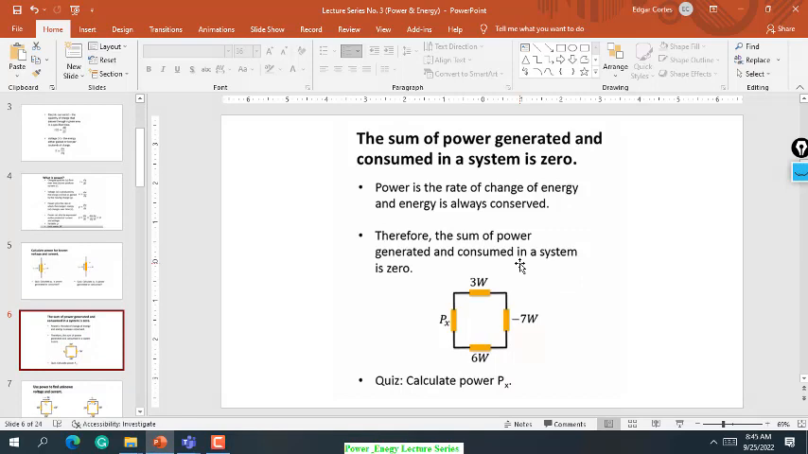So here, again, we have a concept: the sum of power generated and consumed in a system is zero. Why zero? Because power is the rate of change in energy, and energy is always conserved. So, the law of conservation of energy, class, remember? Energy cannot be created nor destroyed, but can be transformed to another form.